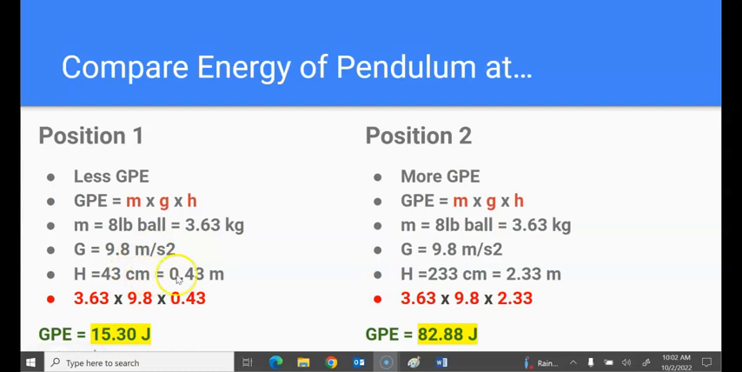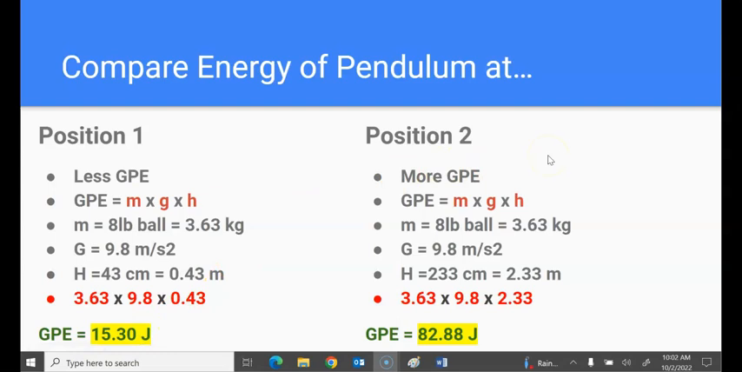And for the very first position, the ball was at rest, the bowling ball. It was 43 centimeters above the ground, or 0.43 meters above the ground. So if you do the math, you can see that the bob has about 15 joules of energy when at rest, when at position 1.